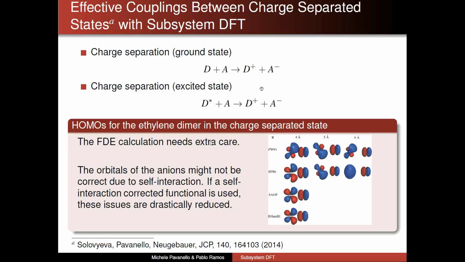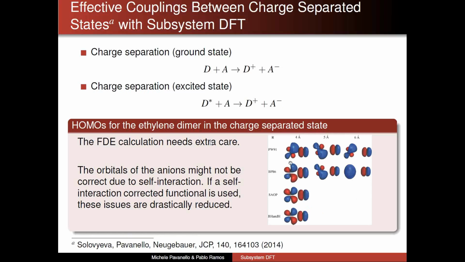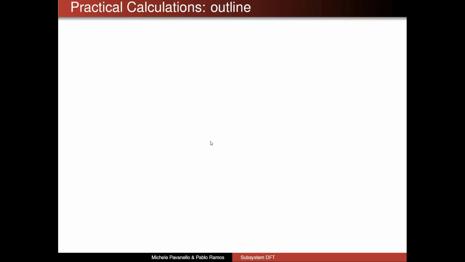And again, we are working with Pablo, we are looking at ways to still use GGA functionals by applying a constraint on the anion so that the anion has physically shaped orbitals. But that is not yet available to the users, to the ADF users.